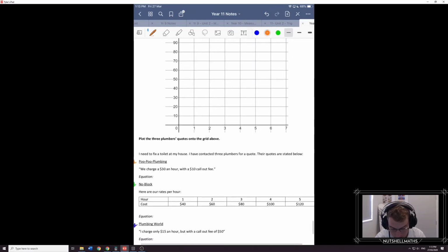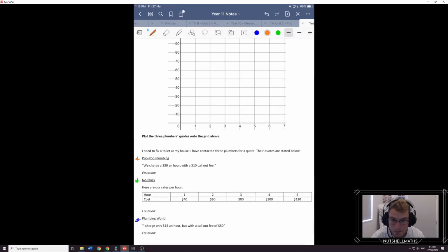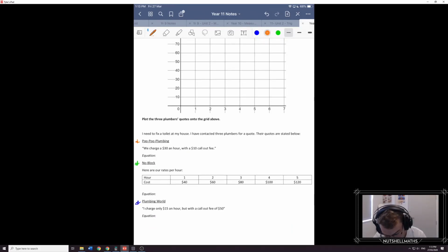So let's have a look. I'll zoom in a little bit, make your life easy. So let's look at Poo Poo Plumbing. We're going to do Poo Poo in like a brownie orange because it kind of makes sense. We charge $30 an hour. I'm going to use a highlighter here. $30 an hour, and there is a $10 call out fee.